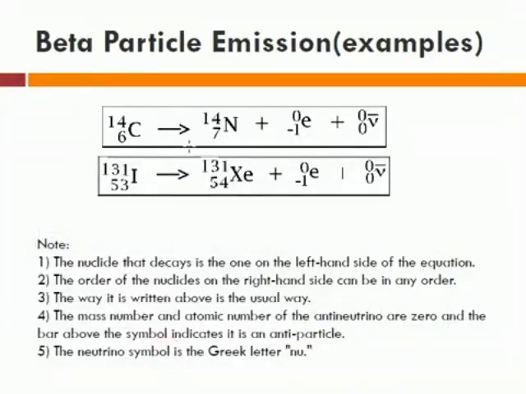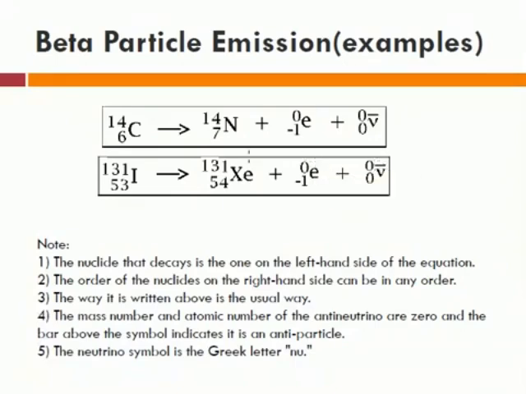Okay. So here we have 7 plus -1 plus 0, so that is positive 6, so balanced. 14 here, 14 plus 0 plus 0, so that is 14. So another example is iodine. The mass number is 131 and the atomic number is 53. So 53 here. We write first the beta particle here and the anti-neutrino.